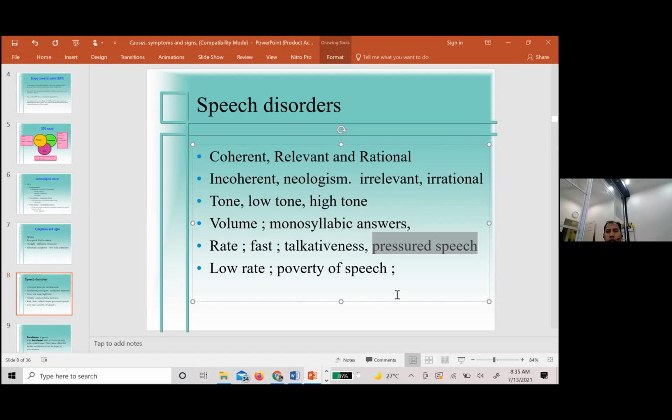It is rather difficult for me to give an example because I'm a normal person. So hopefully one day you will meet one manic patient, then you can see.